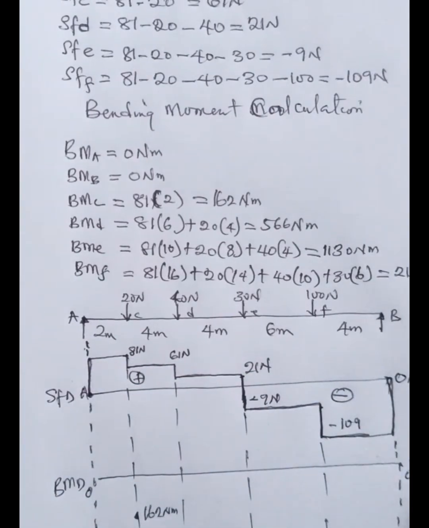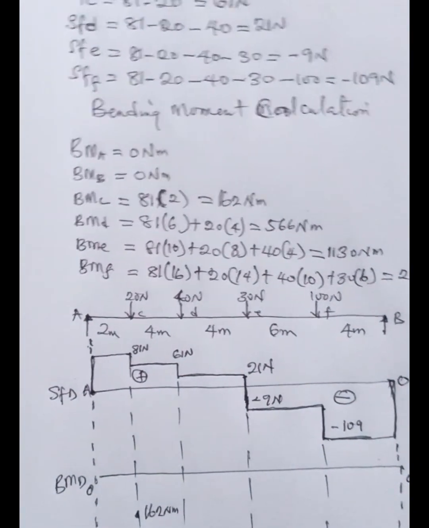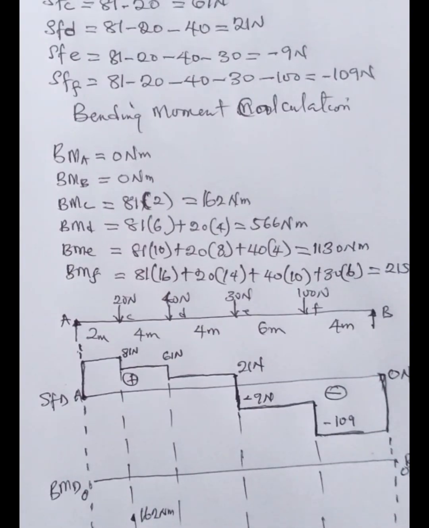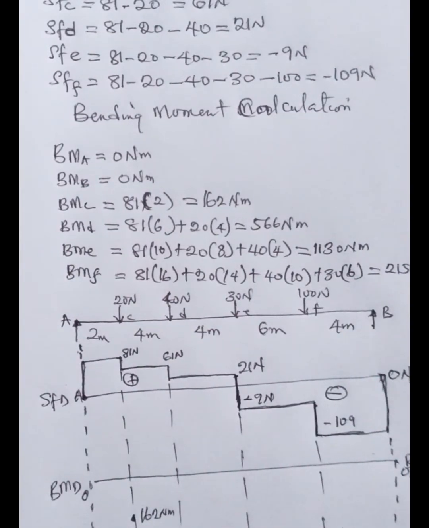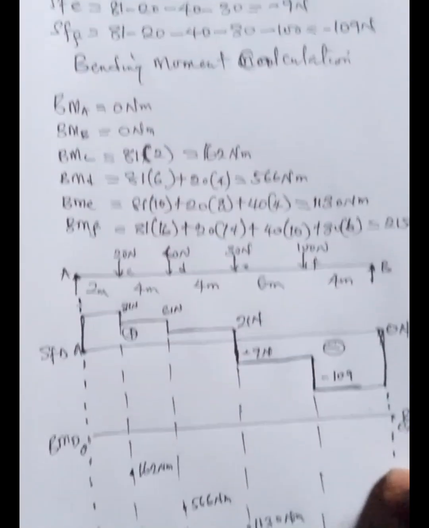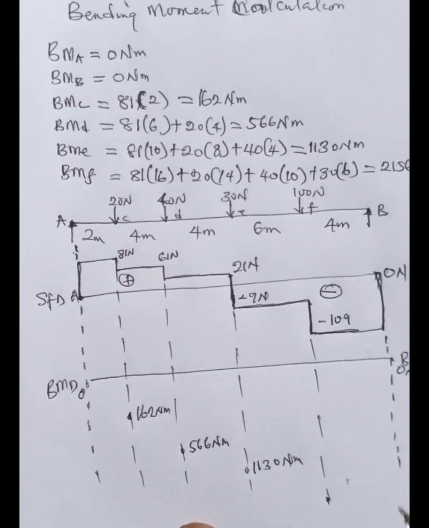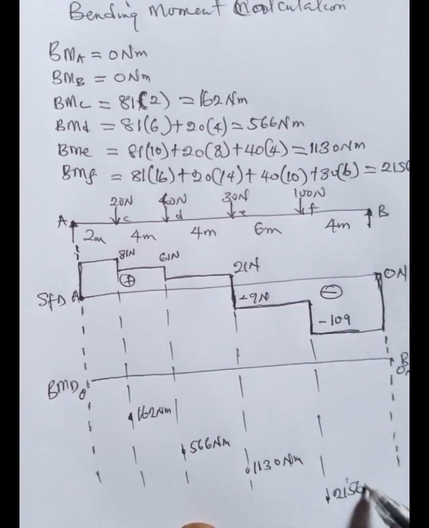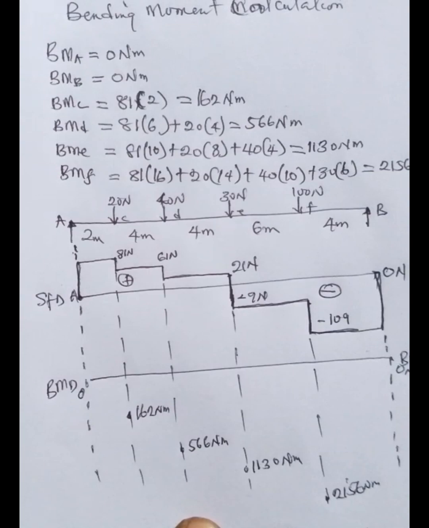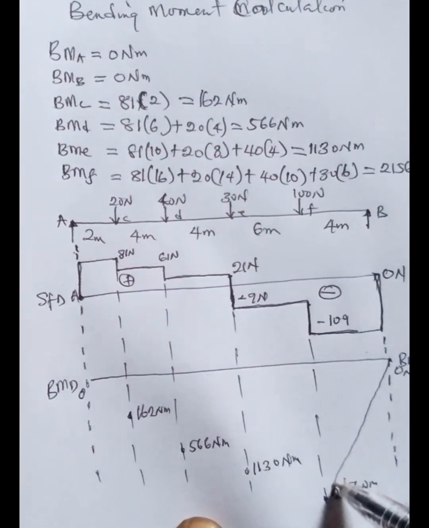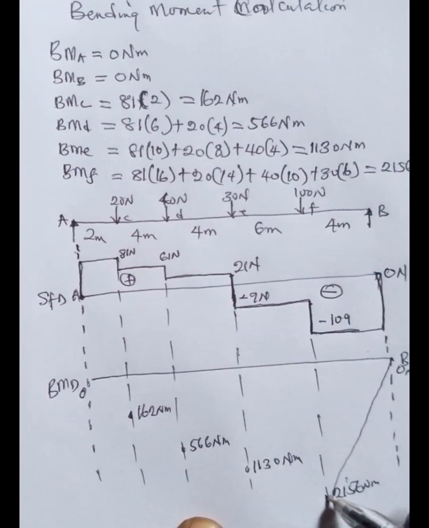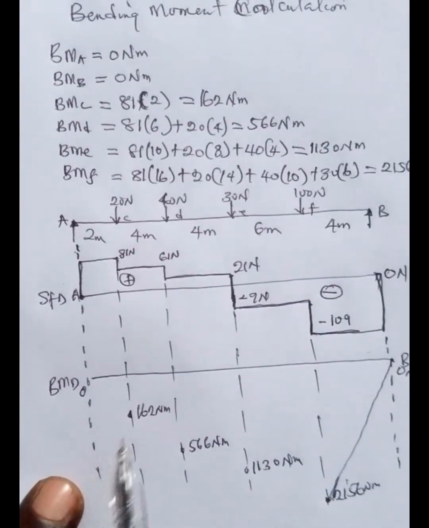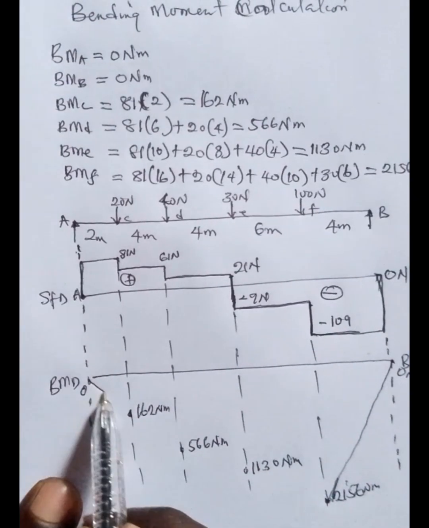The bending moment at point E is 1130 Newton meter, increasing. Then the bending moment at point F, which is the highest, is 2156 Newton meter. So now we can connect the line from 0 to this point. Please take note of this point, and also from 0 to connect.